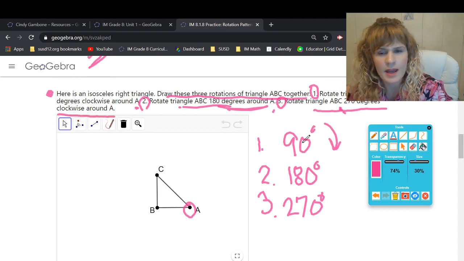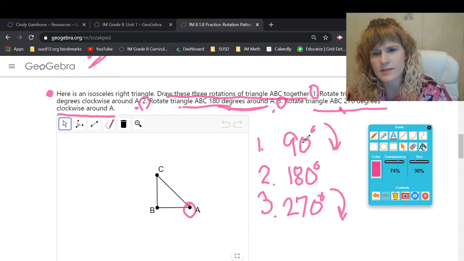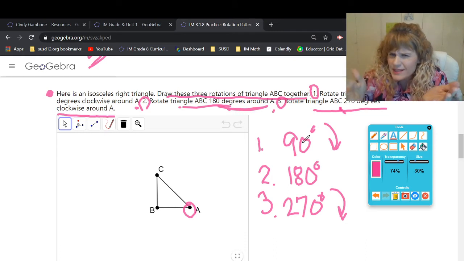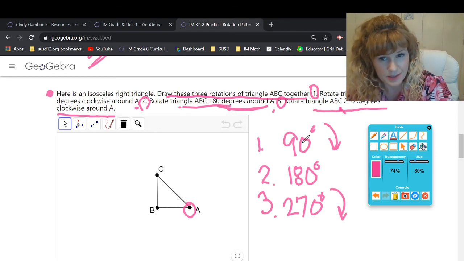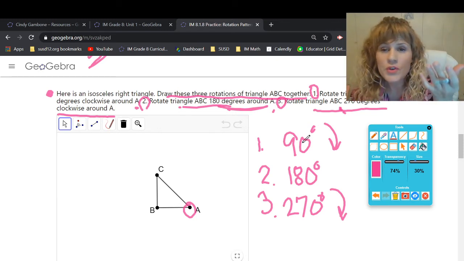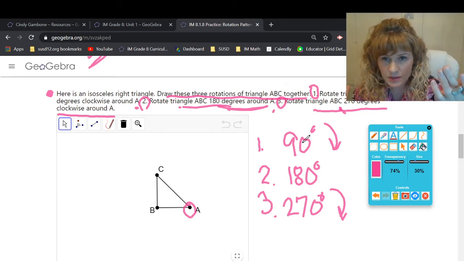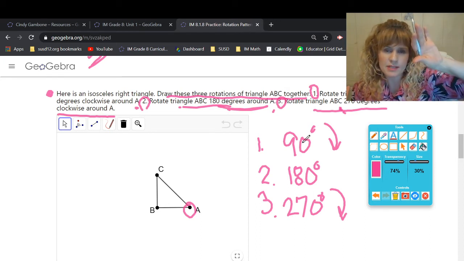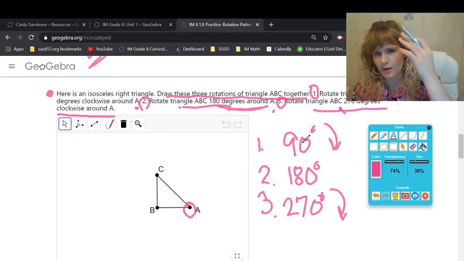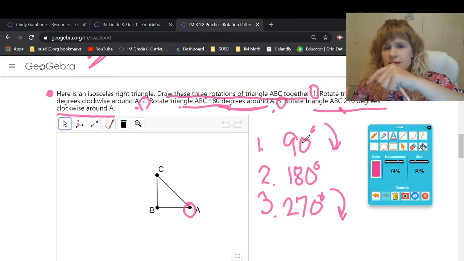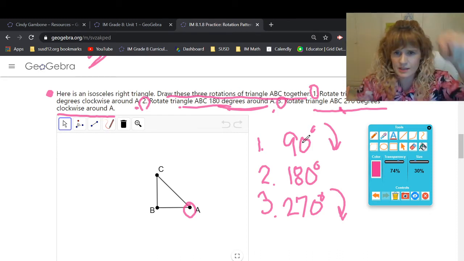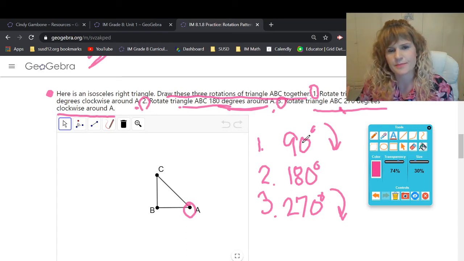Clockwise around A, so that is also clockwise. Why didn't they tell us clockwise or counterclockwise for step 2, 180 degrees? When you rotate 180 degrees, it's just the opposite no matter which way you go. 180 degrees clockwise is equal to 180 degrees counterclockwise.